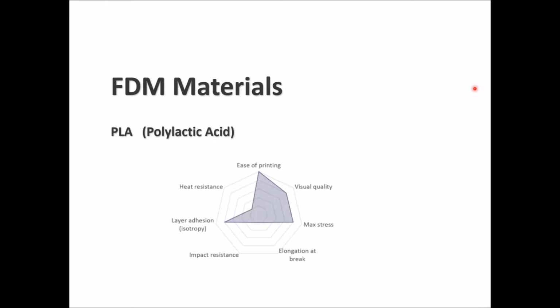So we can see here the 3D printing properties for the PLA. It gives a good score in terms of ease of printing, very easy to print, very easy to reload the material into the printer. Visual quality is medium, maximum stress is medium, layer adhesion is medium or above medium, let's say, but it will fail if your application has a lot of elongation or impact resistance or heat resistance. So generally speaking, mechanical properties are mostly bad for PLA, except for the stress. It could handle a medium amount of stress.